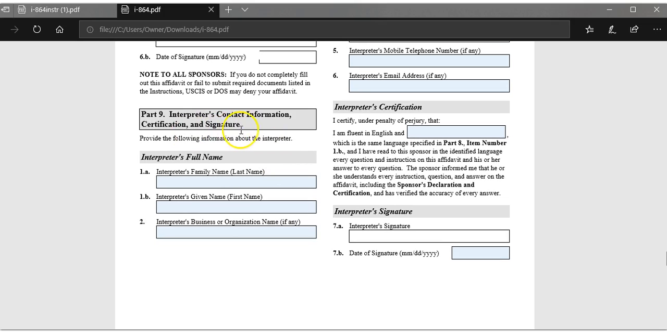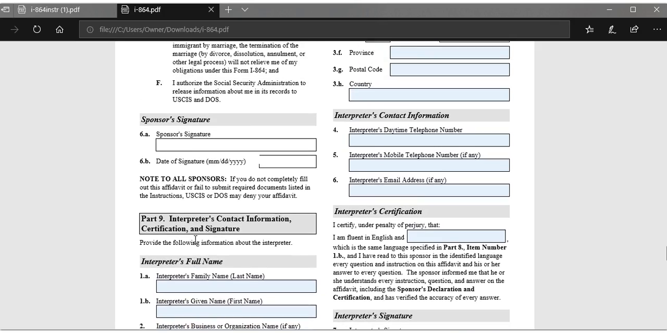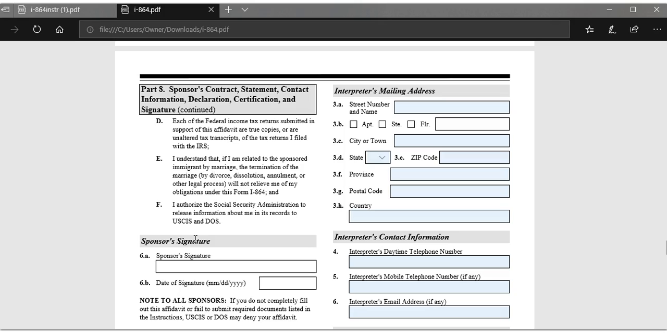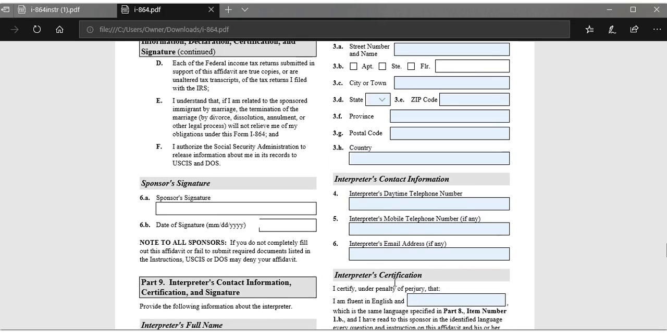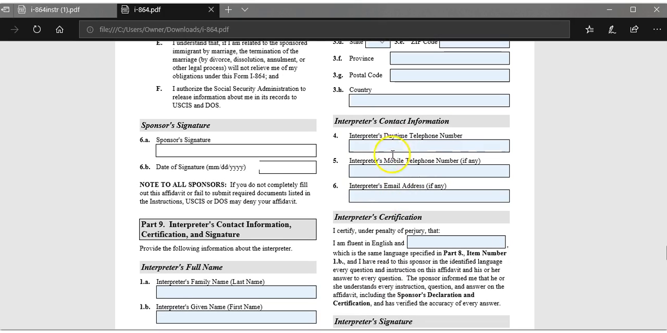Okay. Part 9. Interpreters, contact information, certification, and signature. If you have an interpreter, someone that did this for you, you wanna put all that person's information in this area. If you did it yourself, forget about the interpreter, forget about all the people that write down for you. So you did it yourself, just NA, and all this. Interpreter's mailing address. So all the information about this person. Interpreter's contact information.